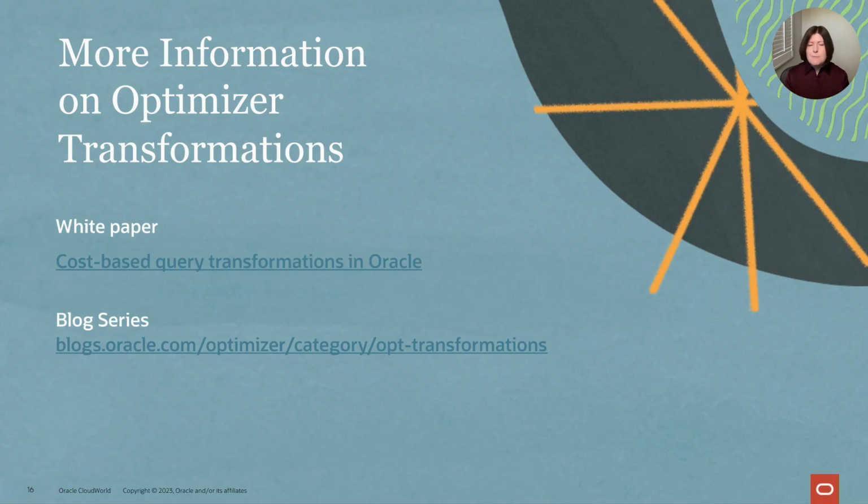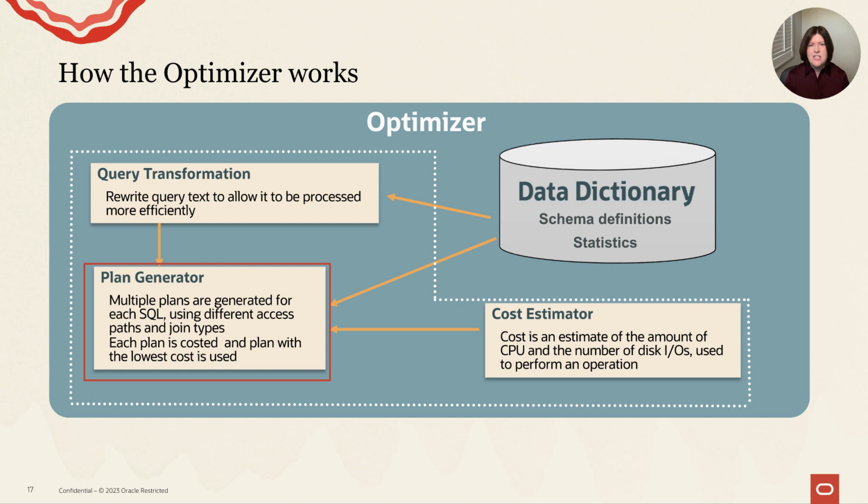Where can you get more details on these optimizer transformations? Well, there is a white paper made available from Oracle called Cost-Based Query Transformations, or you can go over to the Optimizer blog, which you'll find at blogs.oracle.com/optimizer. And there's a full series of blog posts giving you in-depth understanding of what each of the different transformations will do. You can also find details in the SQL tuning guide in the documentation.